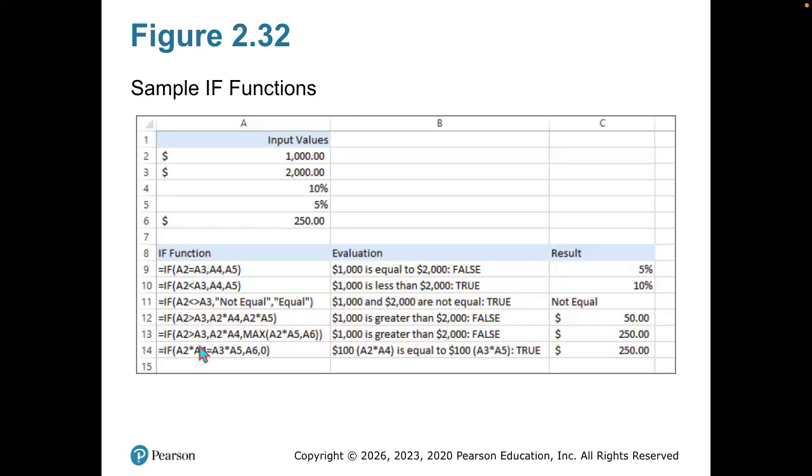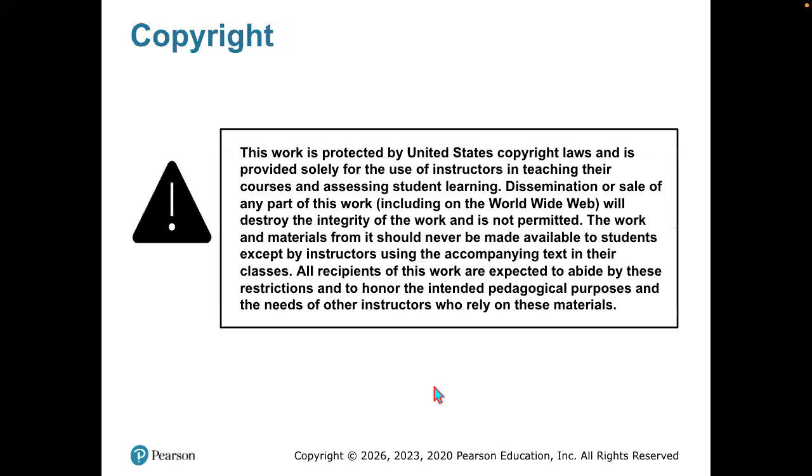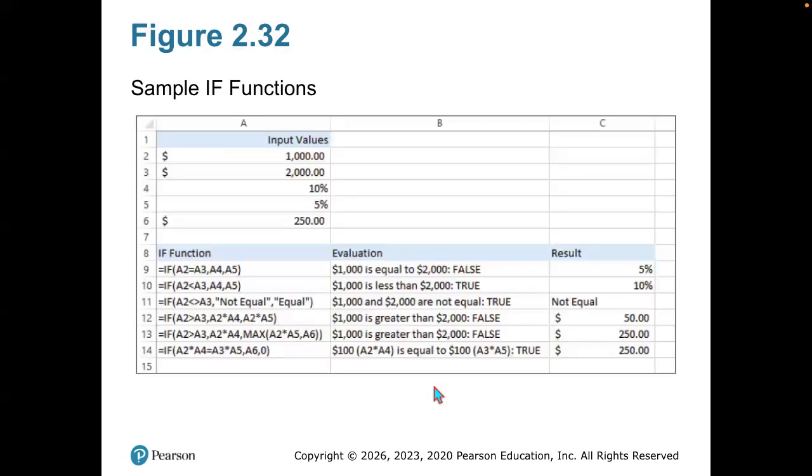And again, you can string so many different functions together. I could say if A2 is greater than A3, do the first thing here, A2 times A4. Otherwise, do the second thing here. Take the max of A2 times A5, comma A6, right? So there's a lot of stuff going on here, but break it down per comma, right? Between this comma, this is the first parameter. This is the second parameter. This is the third parameter. And that is the end of that.